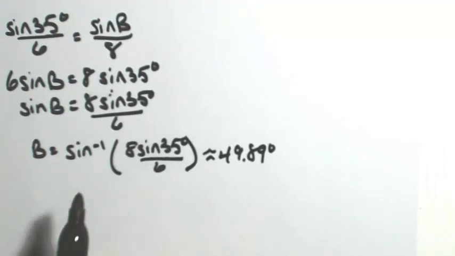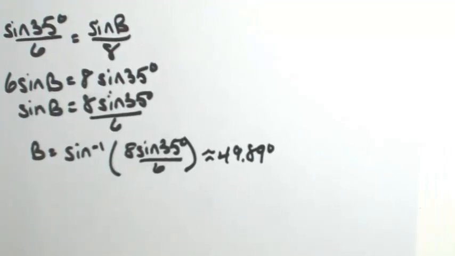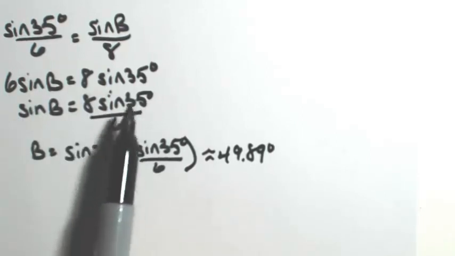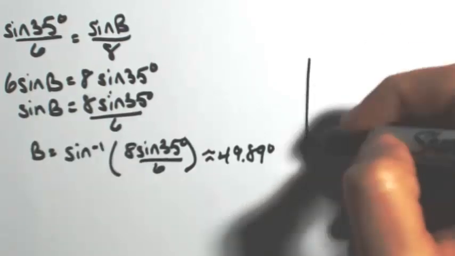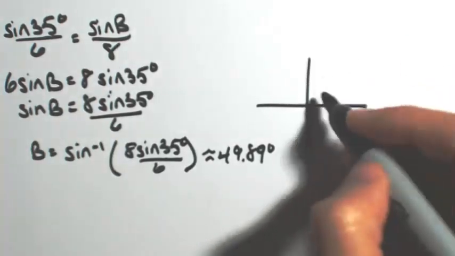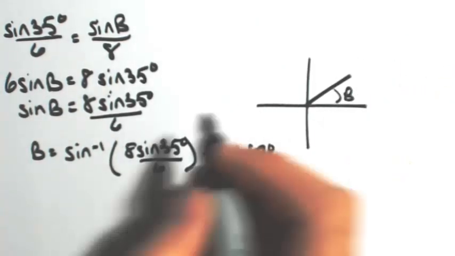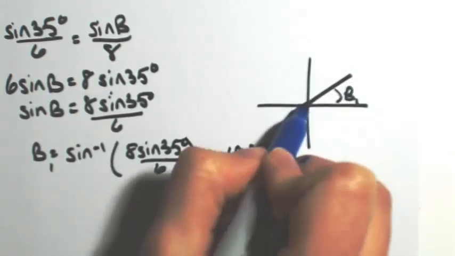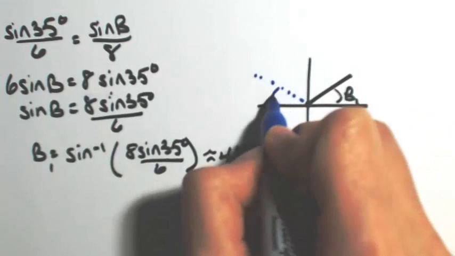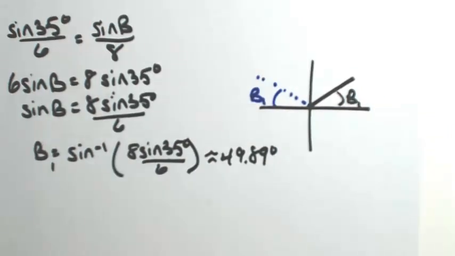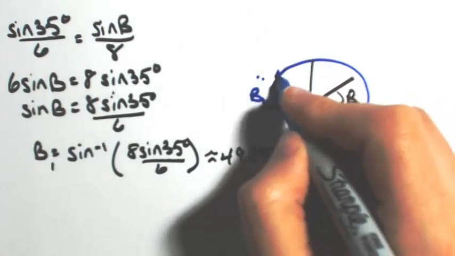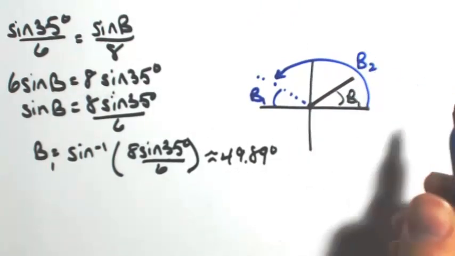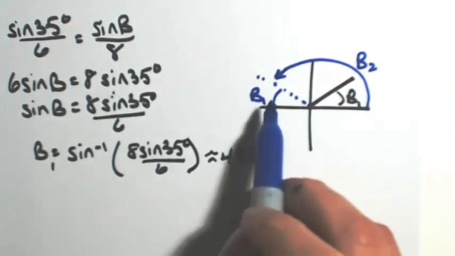Okay, but keep in mind that when you did the inverse sine, that's only going to give you one output, but the sine is positive in 2 quadrants. So at this moment, what we have is 49.89 degrees. So this is B. I'm going to call this B1. But the sine is also positive in the second quadrant. So I'm going to take that B1 and map it over into the second quadrant to find what a second possible angle would be. I'll call this B2. So that's going to be 180 degrees minus B1.